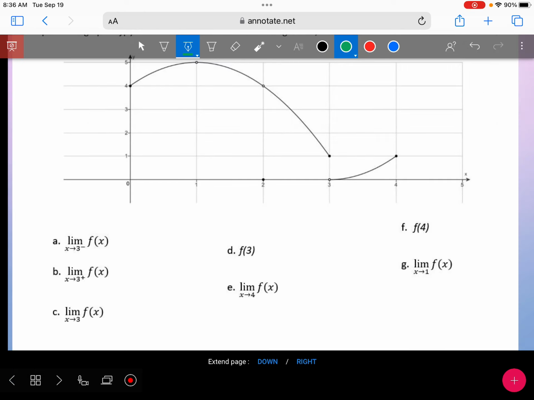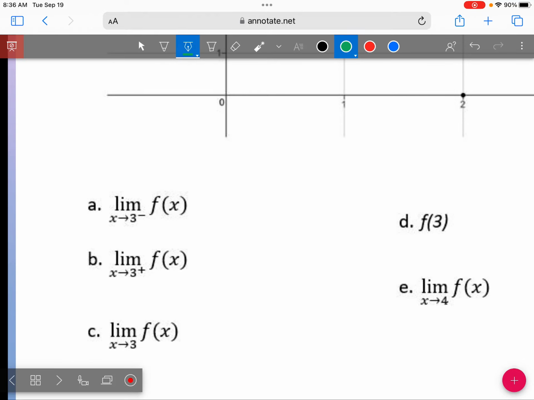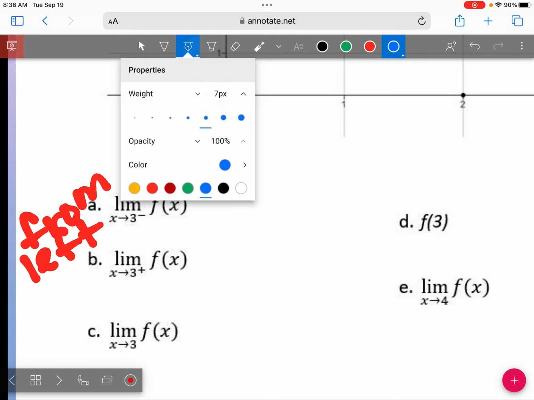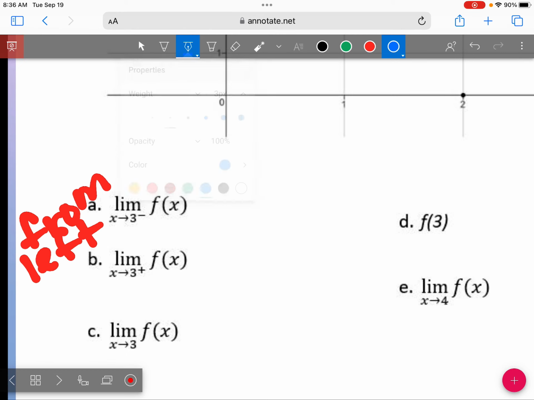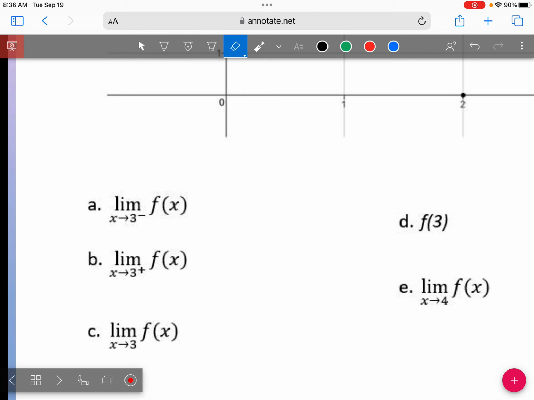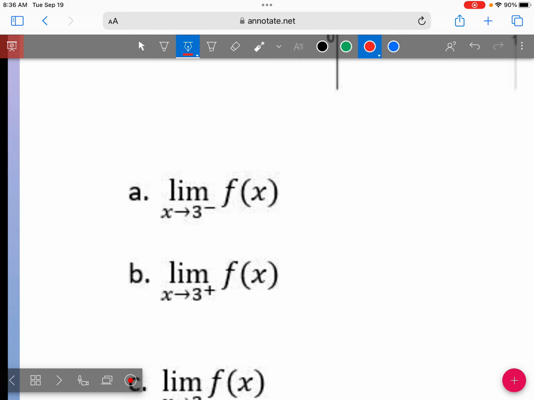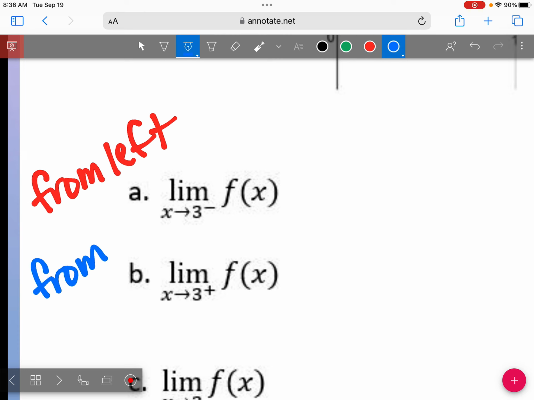All right, so 3A, I'm just going to say this means from the left. And then B is saying from right. Wait, let me go ahead and back up a little bit because I can't get it to fit. Okay, so this is saying from left. And this one is saying from right. And then as long as A and B agree, then C has a limit. If they don't agree, it does not exist.